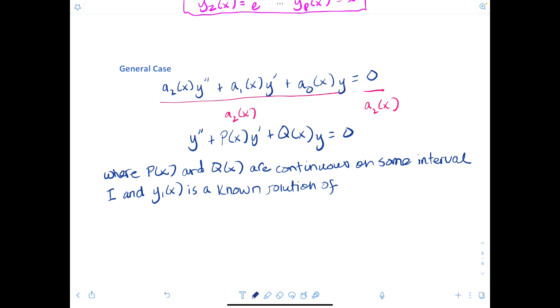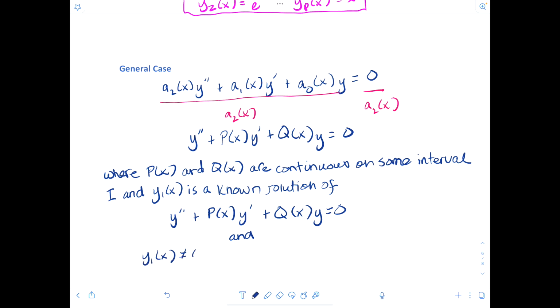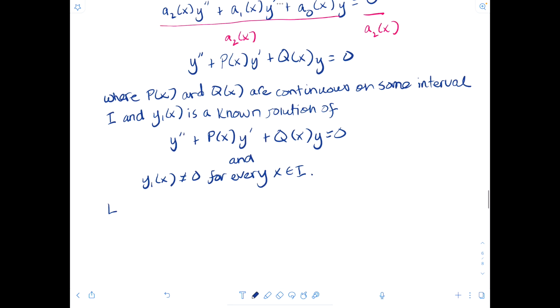Of our favorite y double prime plus, now it's dressed up as p at x times y prime, and q at x times y equal to 0. We're going to also assume that y1 at x is not equal to 0 for every x in the interval. Now we do our substitution.